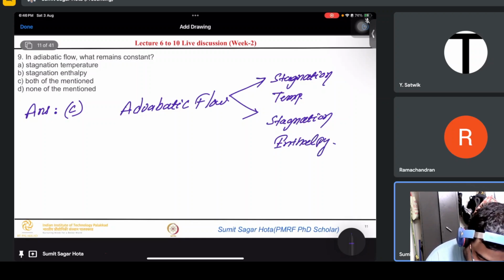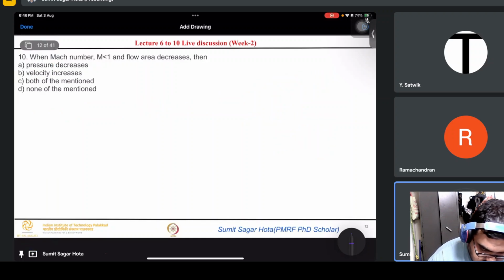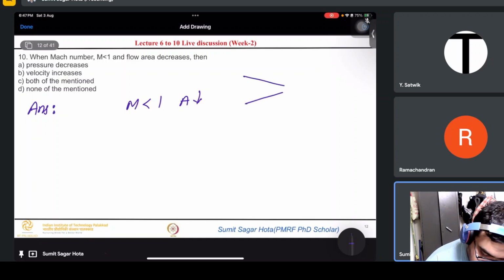Okay, so just quickly go to the next one. When Mach number is less than 1 and the flow area decreases, then what? So they are telling Mach number less than 1 and the area will decrease. When the flow goes like this, the area decreases. So if the area decreases, then what will increase? Obviously velocity will increase and pressure will decrease.